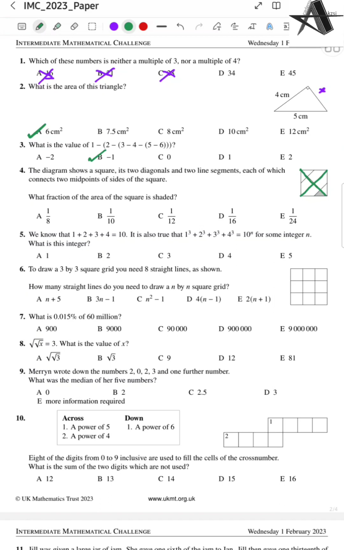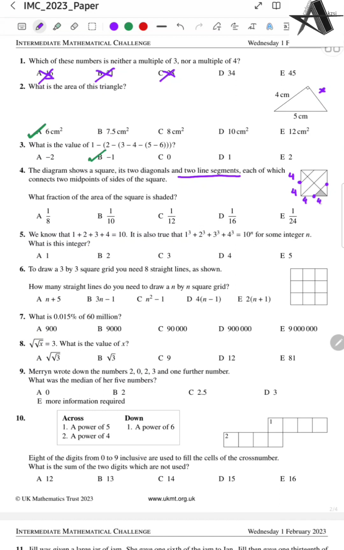And then there are two line segments as well, each of which connects two midpoints of the sides of the square. These are connecting two midpoints. That means if suppose the length of this is 4 centimeters, then this will be 4 centimeters as well. Two line segments, each of which connects two midpoints of the sides of the square. So this is the midpoint, and you can say this is the midpoint as well.